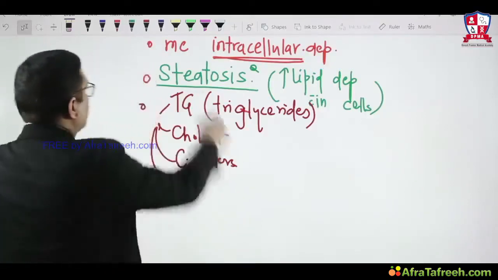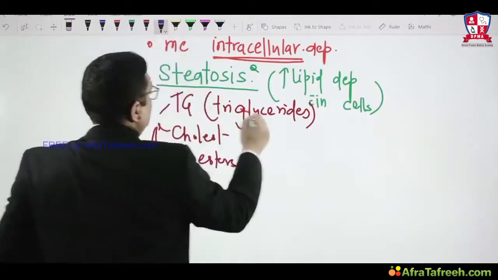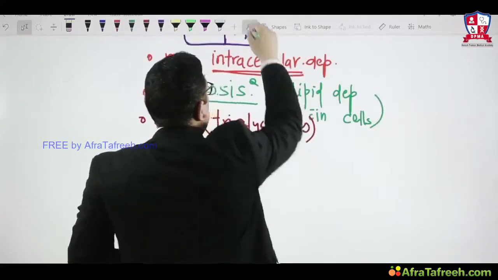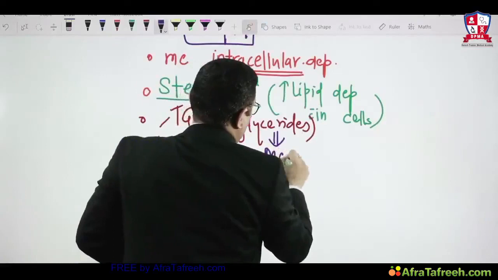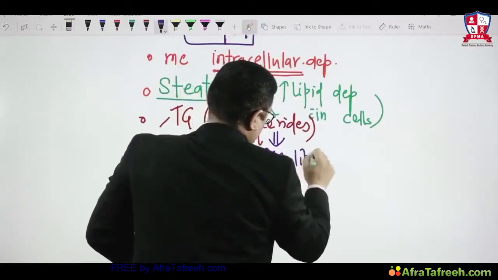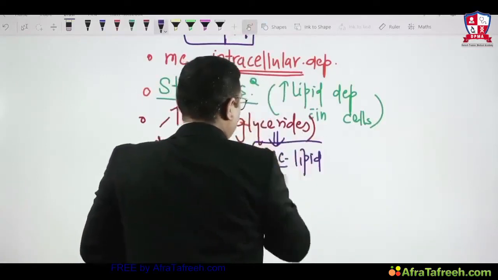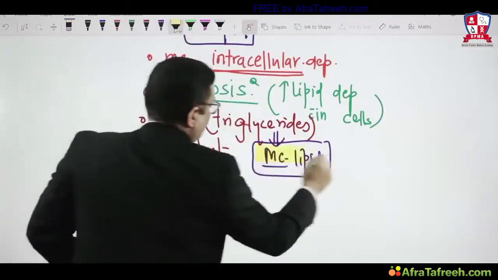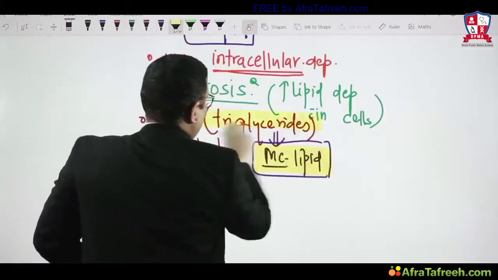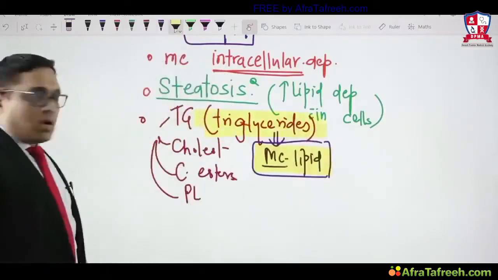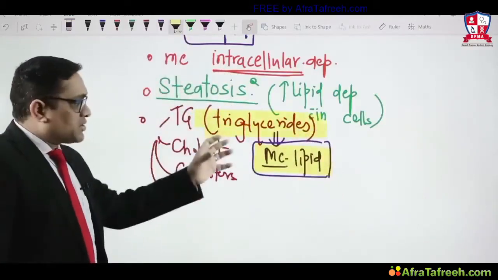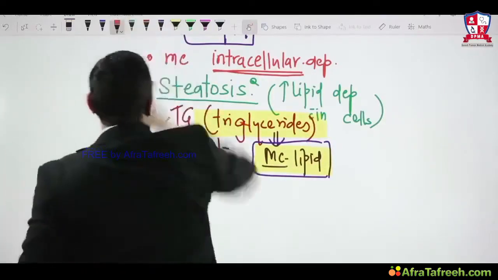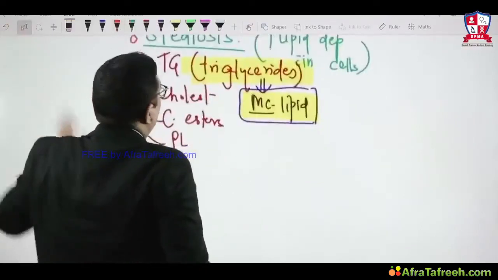So always remember, triglyceride is the most common lipid accumulation. So that was the answer. Most common lipid accumulation is the triglycerides. So most common lipidic accumulation in steatosis is the triglyceride, and I will tell you how examiner had asked this question in All India exam.